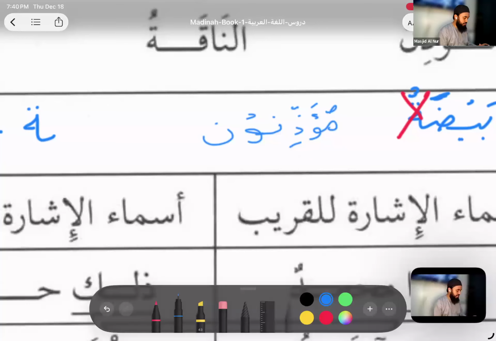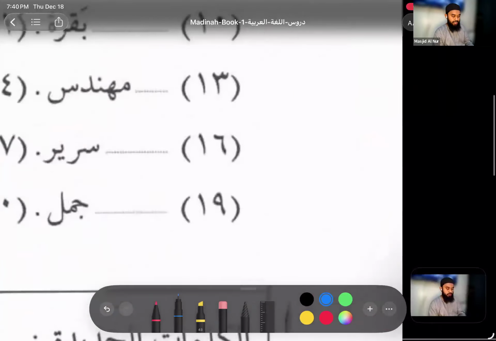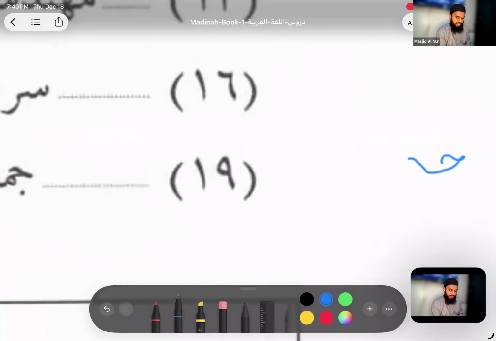Mu'adhdhinun. I think that was the last one, right? Is there one more I'm missing? Hadiqa. Okay, let's go. Last one. Good job. Hadiqa. Let's do the last one. Hadiqa. This is going to be an easy one. Hadiqa.